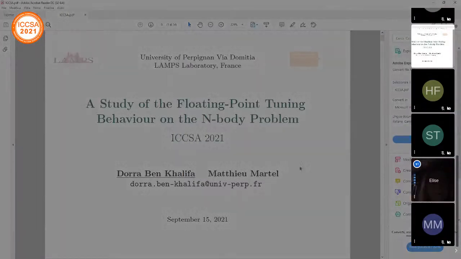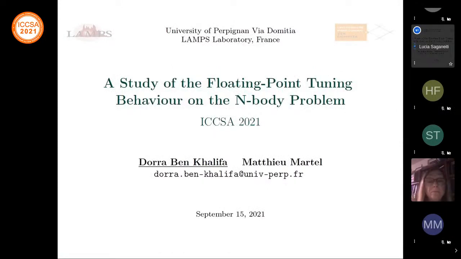So the next speaker is Dora Ben Khalifa, co-authored by Mathieu Martel, and that is on a study of the floating point tuning behavior on the n-body problem. Yes, thank you. Are you hearing me? Yes? Okay. So hi everyone. Today I will present our work entitled A Study of the Floating Point Tuning Behavior on the n-body problem by myself, Dora Ben Khalifa, and Mathieu Martel from the University of Perpignan in France.